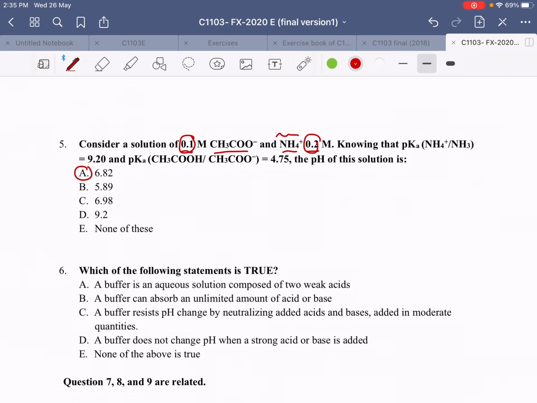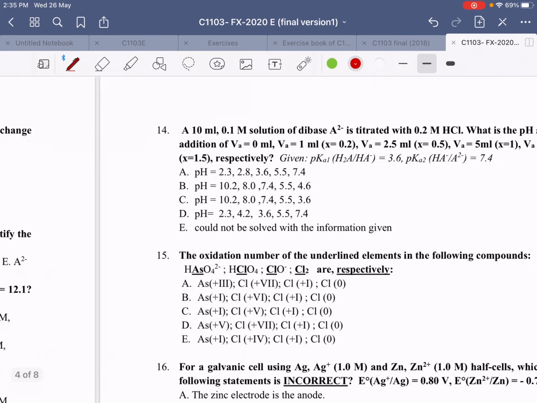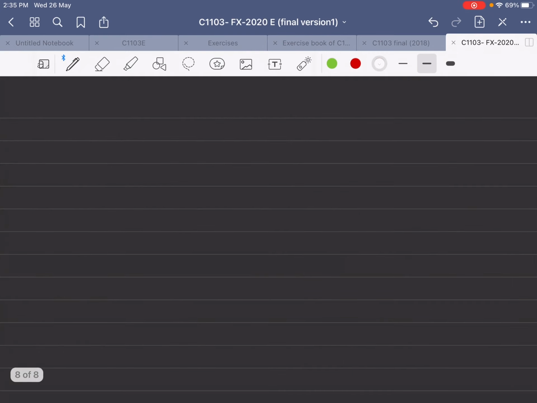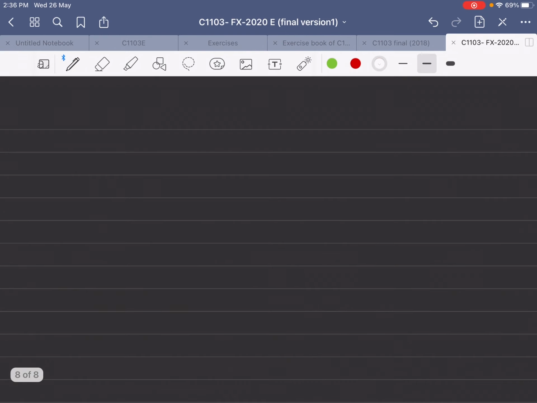So let us calculate the real pH. This is something that I already solved for one of your friends in the question sessions. Step by step, the reaction will be between the acid, that is NH4 plus, and the base, that is CH3COO minus. I don't know if the reaction is complete or not, but give me NH3 plus CH3COOH. I need to find Kr of the reaction.